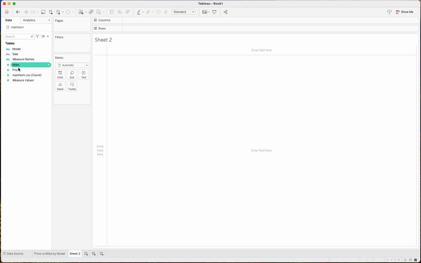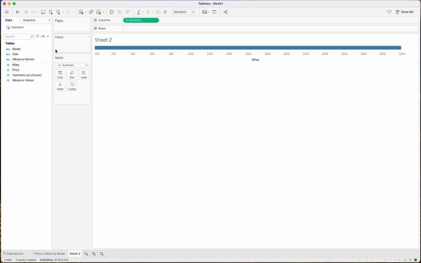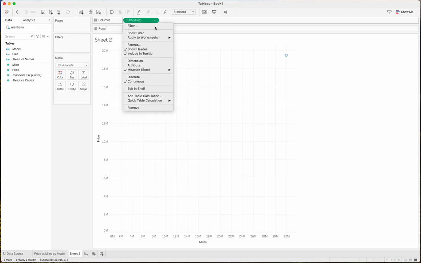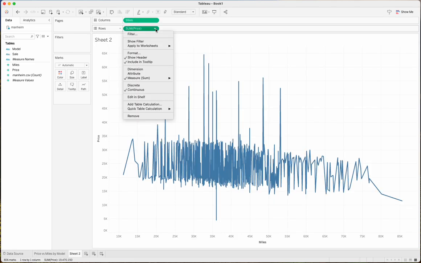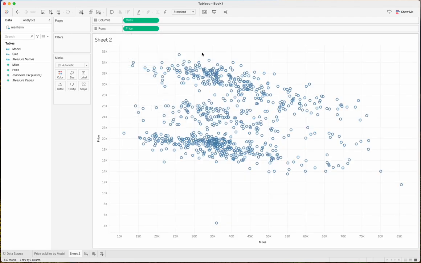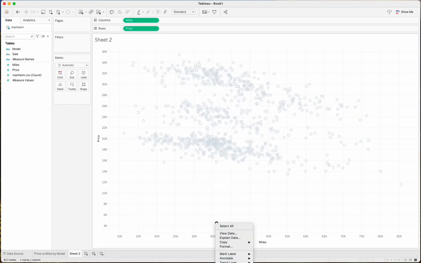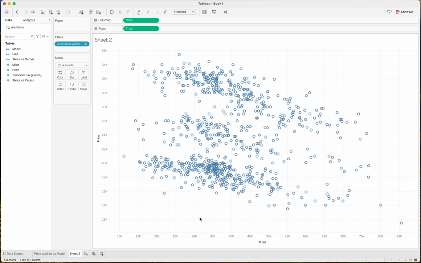So I'm going to have miles as columns, price as rows. Again, I'm going to convert them to dimensions, giving me the same observations once again. And I'm going to exclude that outlier observation. Now in this case, let's say the company was trying to analyze how they should sell their cars. Should they sell their cars at auction versus online?